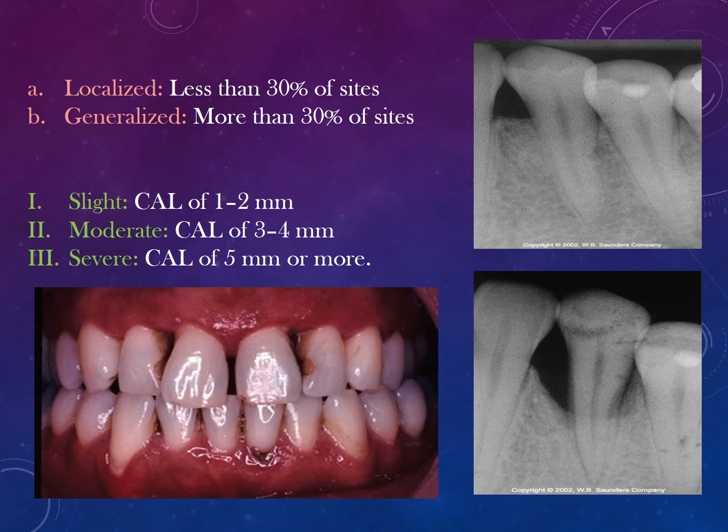Slight, wherein the clinical attachment loss is 1 to 2 mm, moderate periodontitis wherein the clinical attachment loss is 3 to 4 mm, and severe periodontitis wherein the clinical attachment loss is 5 mm or more.